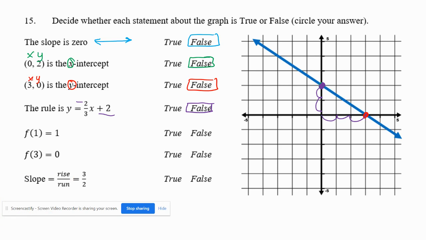It's decreasing. So that should have been our immediate red flag that something in that equation was wrong. All right, f of 1 is equal to 1. This is telling you f of x is equal to y. So they're telling you that when the x value is 1, the y value is 1. So we're looking to see if that point is really on the line. So 1, 1 would be here. It's really close, but it's not on the line, so that's actually false.